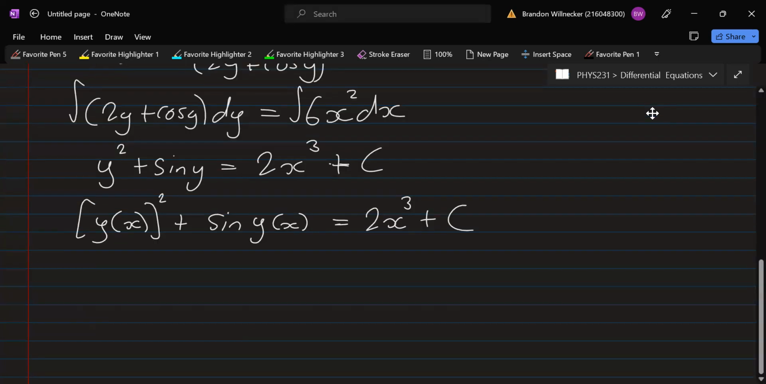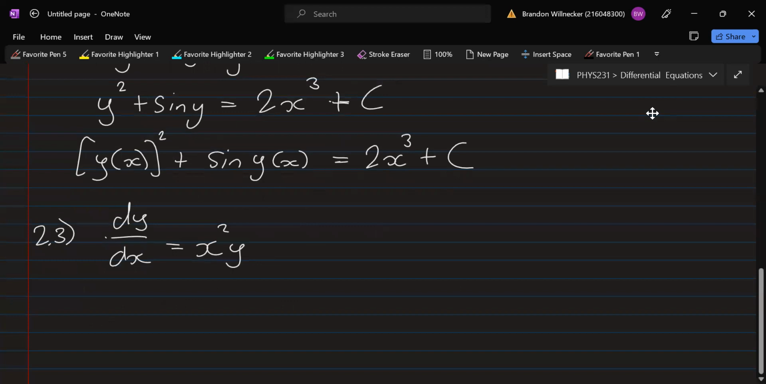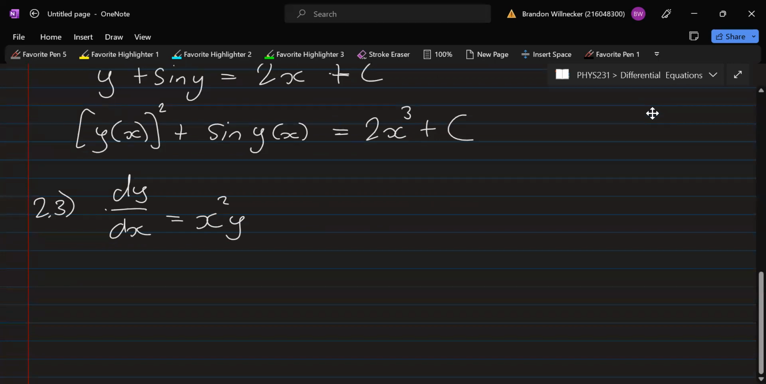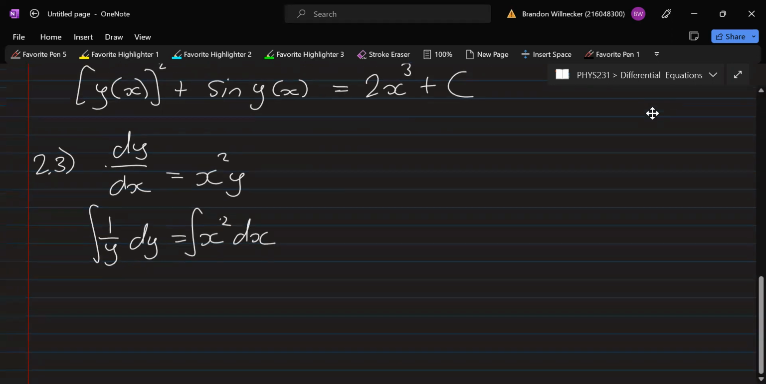Okay, 2.3. We have dy by dx is equal to x squared y. And again, we've got that separation of variables. We've got the x terms and the y terms being multiplied together, and we can take the y term over to the other side. So we're going to have 1 over y dy is equal to x squared dx. There we can integrate both sides.